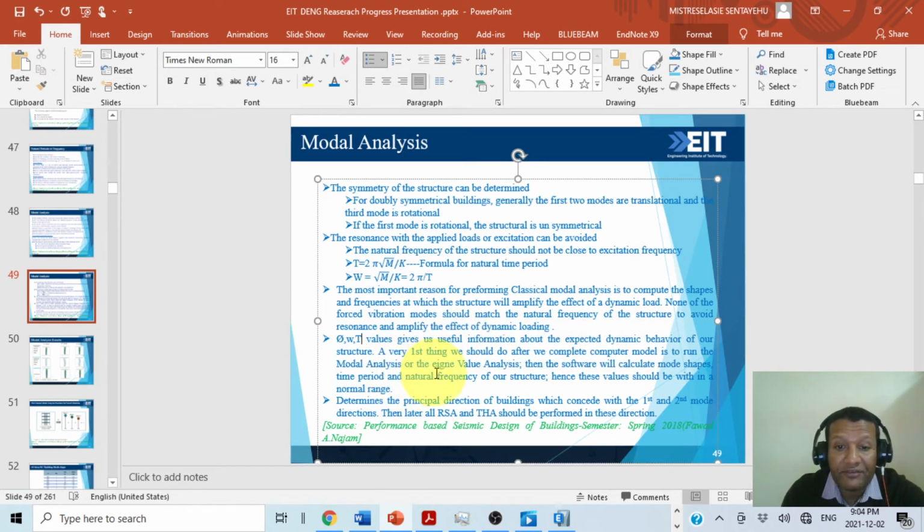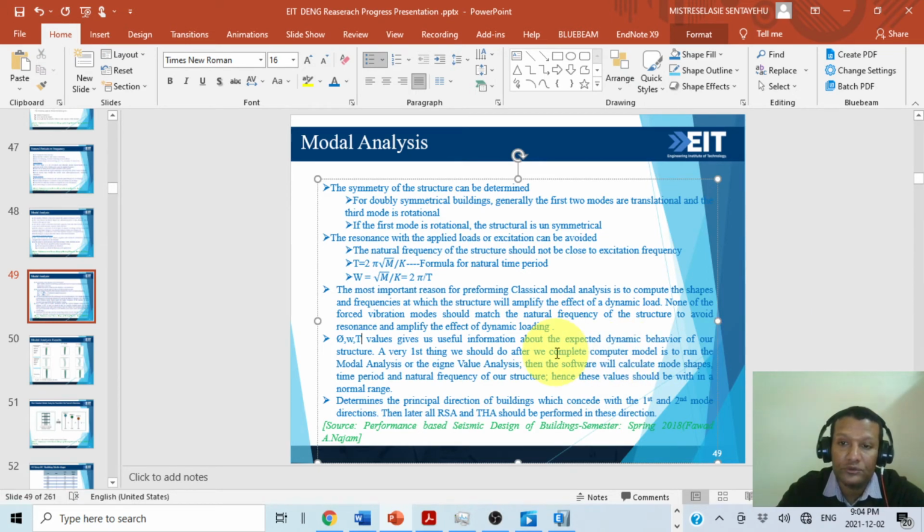The very first thing we should do after we complete the computer model is to run the modal analysis, or the eigenvalue analysis. We call it eigenvalue analysis because the procedure is long. Then the software will calculate mode shapes, time period and natural frequency of our structure. Hence this value should be within a normal range.